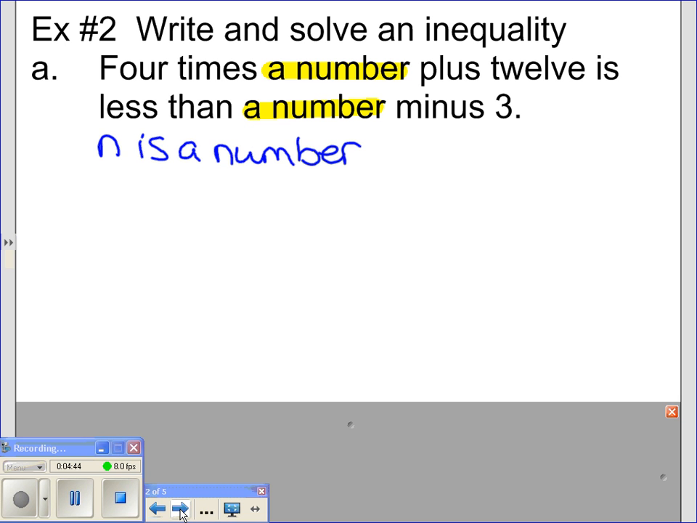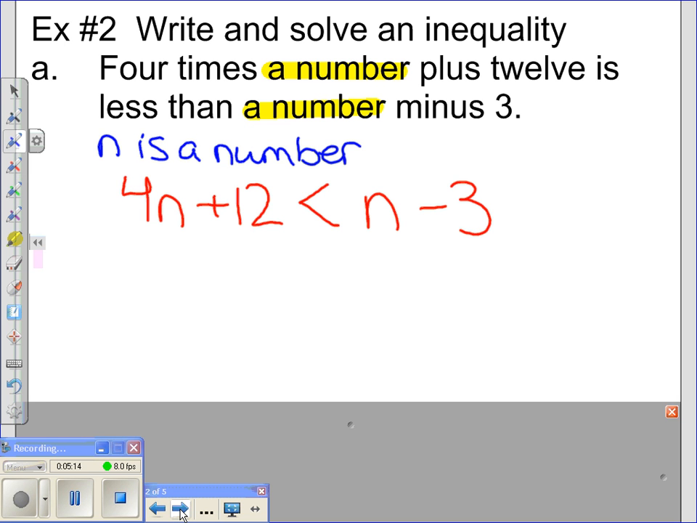4 times a number, so that's going to be 4, good, n, plus 12, plus sign of 12. Easy enough, right? Is less than. Now, because the word is, we're putting a less than sign, not a minus sign. Is less than a number minus 3. So a number, of course, is n, and the minus 3 symbol. All right, so now that we've written our problem, we're going to attack and solve it.